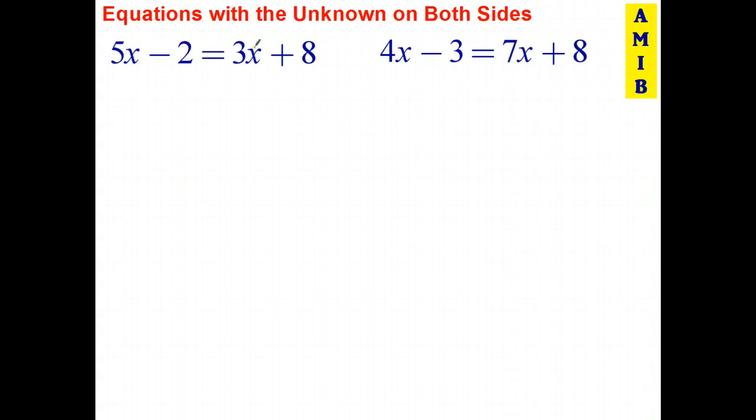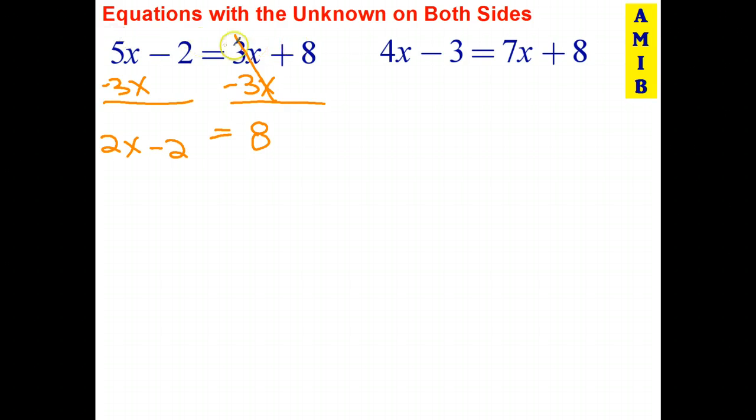So in this particular case, I've got 5x there and 3x there, and the first thing I want to do is add or subtract. What I'm going to do in this equation is take away the 3x from both sides. 3x take 3x goes to 0, and 0 plus 8 is just 8. 5x take 3x is 2x, and then just copy down the minus 2.